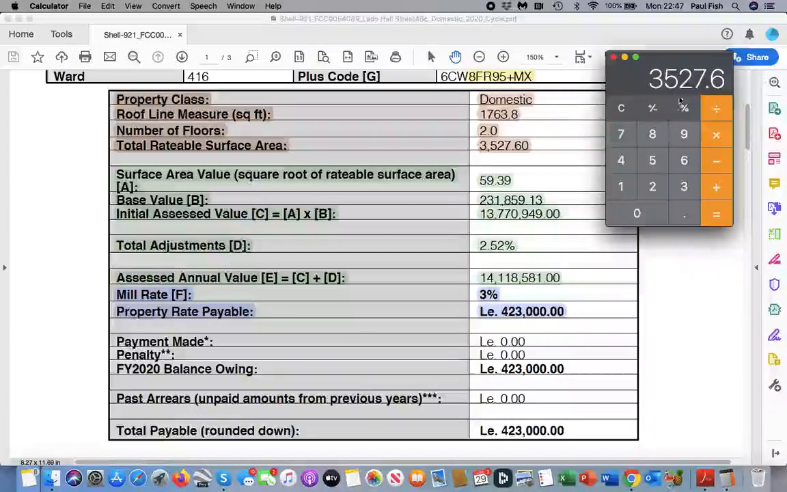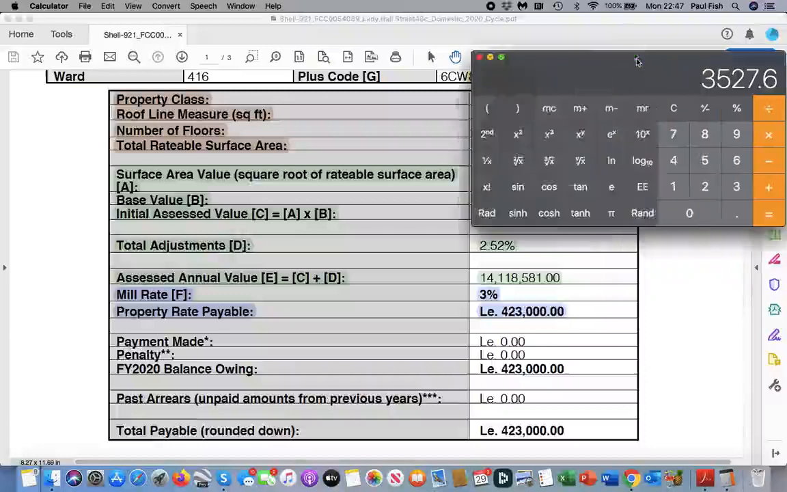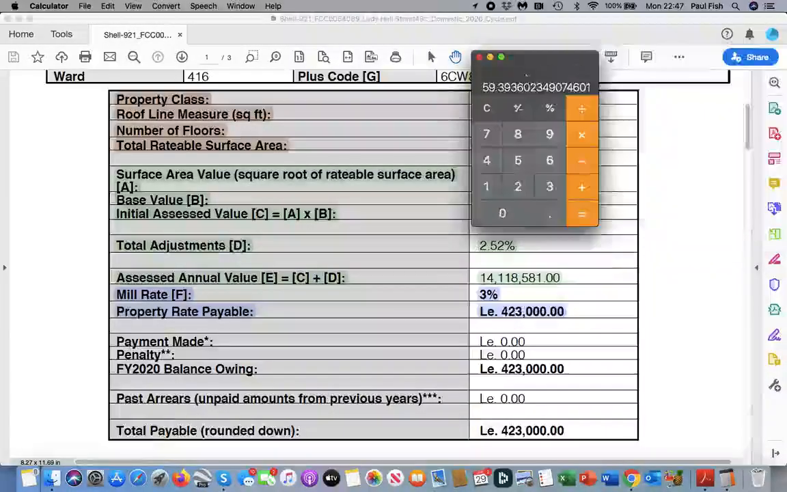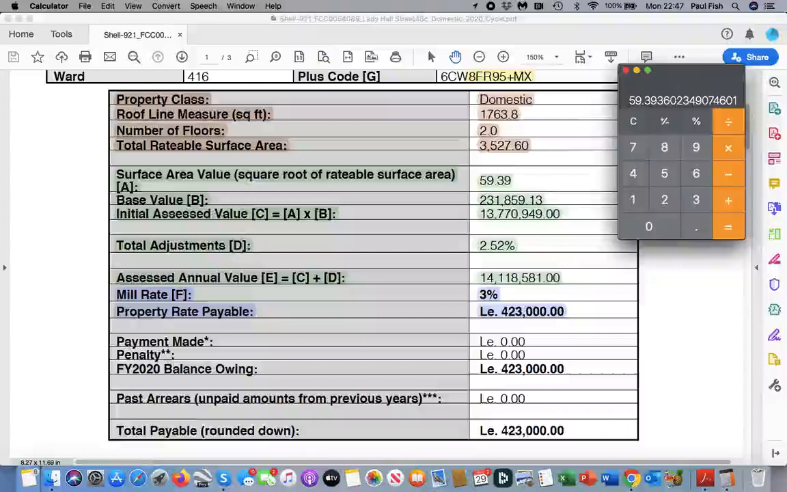Here we are. There's 3,527.6 reduced to a square root here, 59.39. So here you can see, and you should be able to calculate that on your own calculator to arrive at a surface area value in points of 59.39.